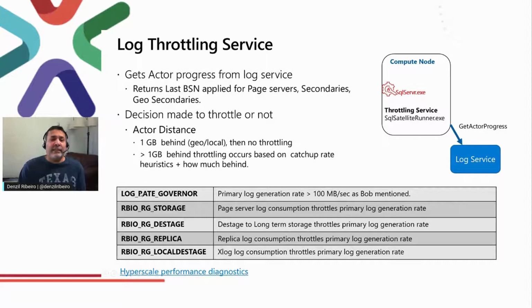And if we do, you get this set of weights. Log rate governor, Bob already talked about it at length. But you have these RBIO set of weights. RBIO storage meaning page servers are behind. Replica is behind. And this destage is the part where log service is destaging, either to LC, which is the local SSD cache, or LT, which is long-term storage. And this article here at the bottom has details on these weights and a whole lot more about IO.